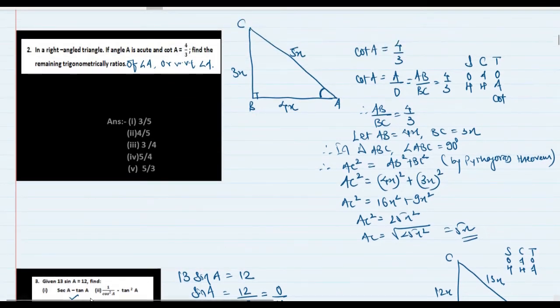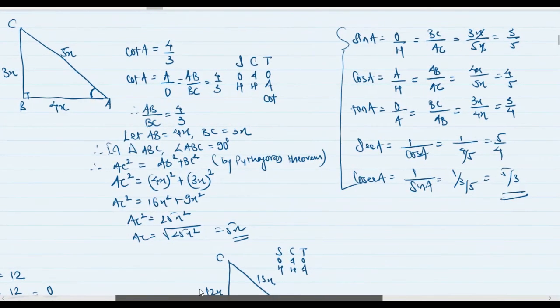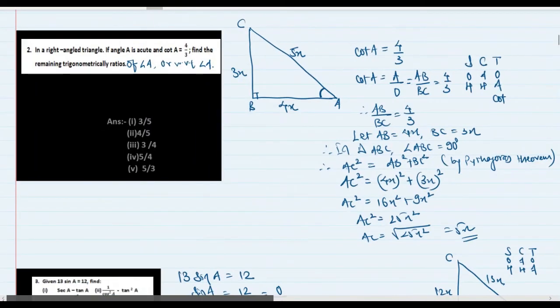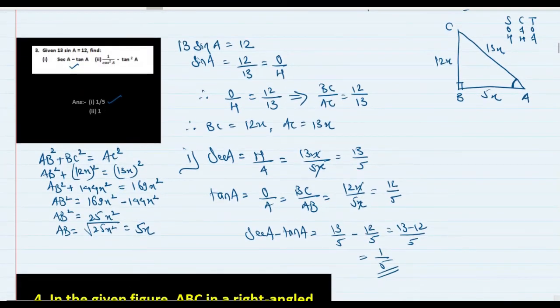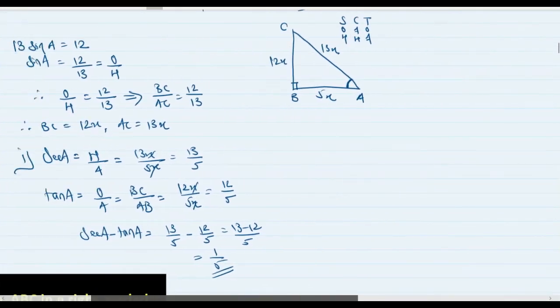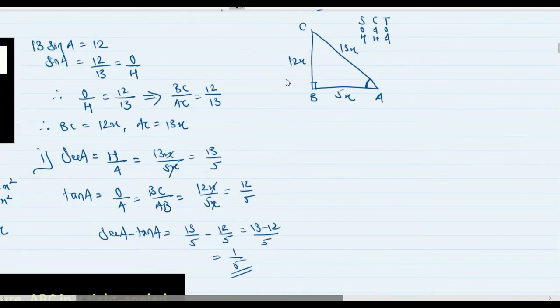Okay, did we check all the answers in the previous question? 3 by 5, 4 by 5, 3 by 4, 5 by 4 and 5 by 3 are all correct. So I just forgot to check the answer, that's why I did that. And let's go to the second question.